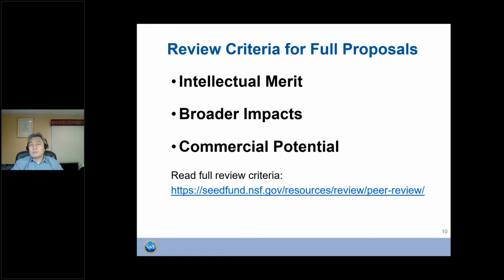Now, this commercial potential criterion is unique to our SBIR-STTR program. Actually, years ago, we had these two criteria, the broader impact and commercial potential, kind of combined together.